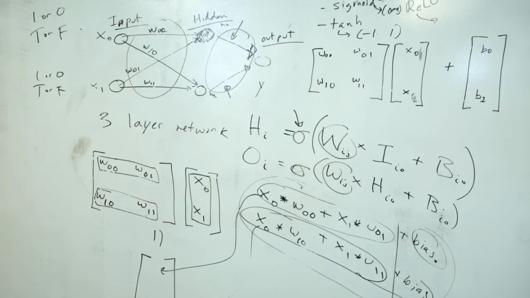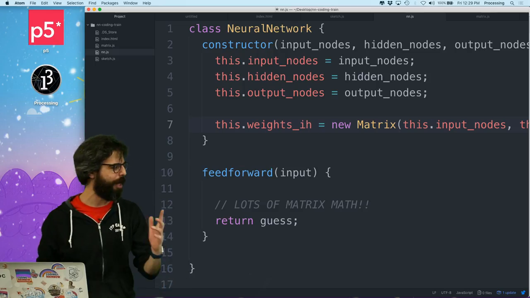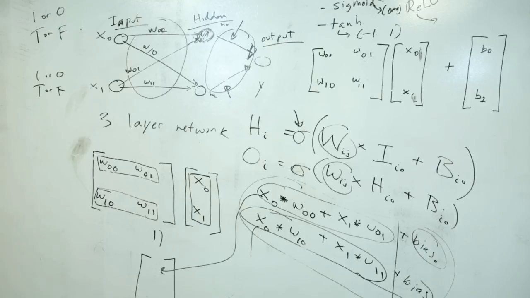So I need to say this.input_nodes, comma, this.hidden_nodes. That's telling me the dimensions of the matrix. Stop, fact check. I got it the wrong way around, didn't I? I didn't even come over to this screen. I totally got it the wrong way around.